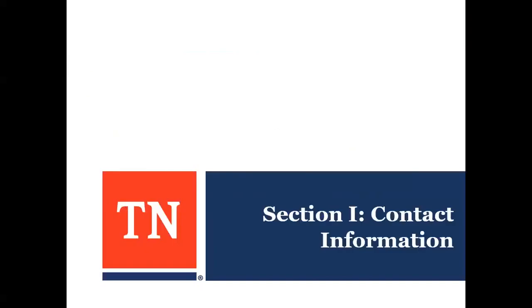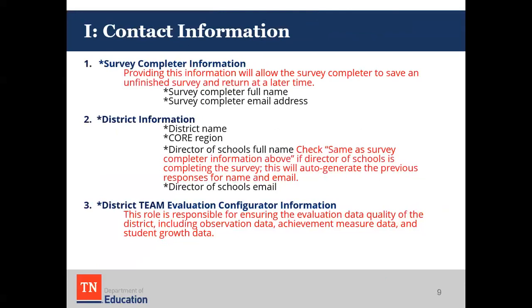So let's talk a little bit about the contact information section. If you recall the visual cues that I mentioned a moment ago, you'll see this in action here in this first question of the guidance document. This asterisk lets you know that the server completer information is required. The server completion information is in blue text, and the helpful red text says that providing this information will allow the survey completer to save an unfinished survey and return at a later time.